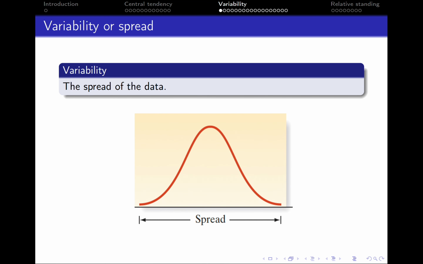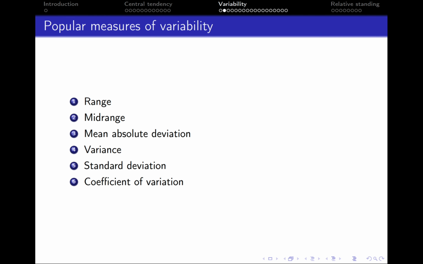The second type of statistical measures is devoted to the description of the variability or spread of the data. So variability, in other words, is the spread of the data, so how different the values are from each other. And there are a number of ways variability can be assessed. It includes range, mid-range, mean absolute deviation, variance, standard deviation, and coefficient of variation.